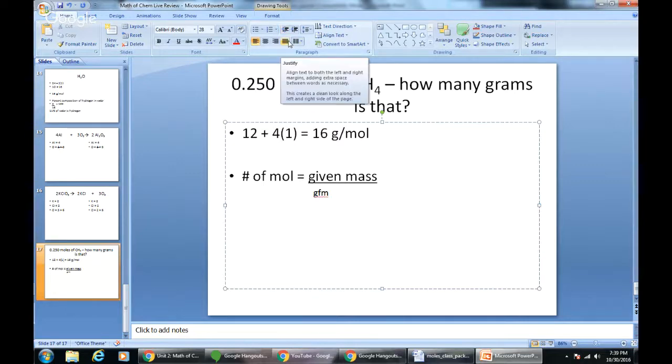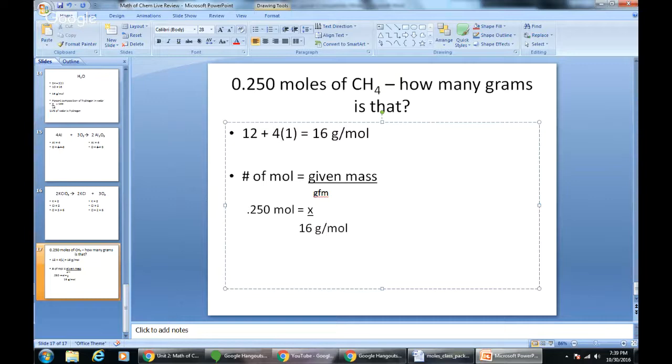Okay, so number of moles is what they gave you. They gave you 0.25, which is equal to given mass. That is what you're trying to find out. They didn't give you mass. They said how many grams or how much mass does it have. So that's X. And that's going to be over gram formula mass, which we just found out up top is 16 grams per mole. So you need to cross multiply. I put that over 1 because it's a whole number, and you can do that in math.